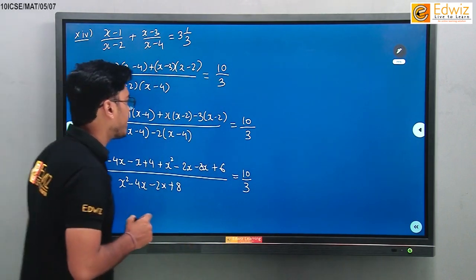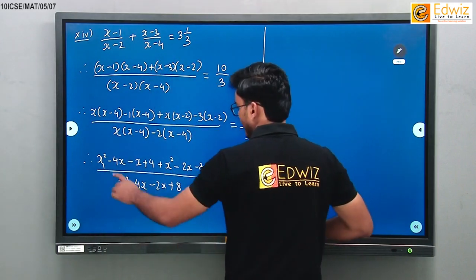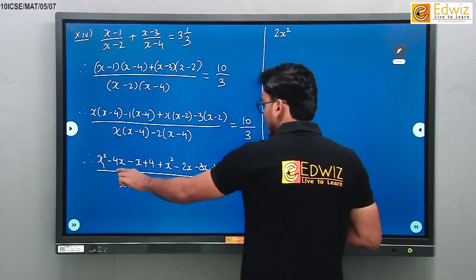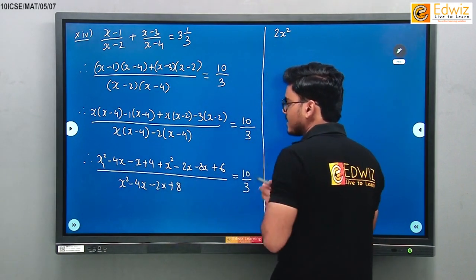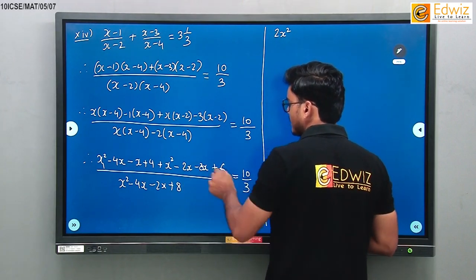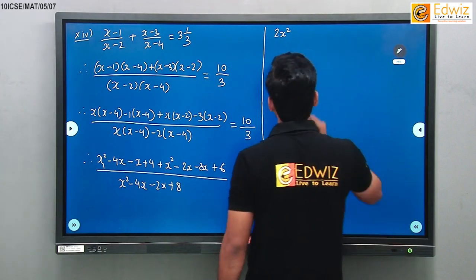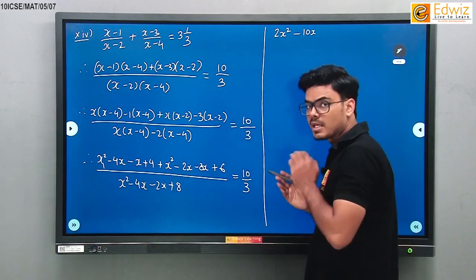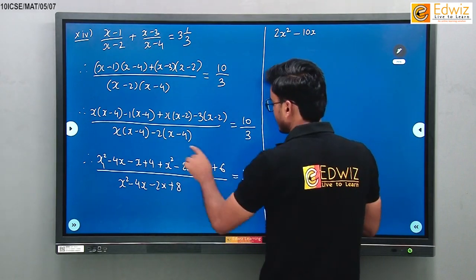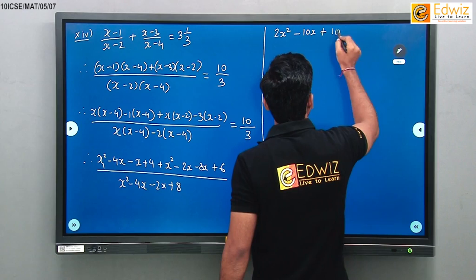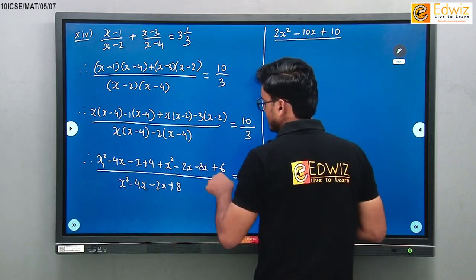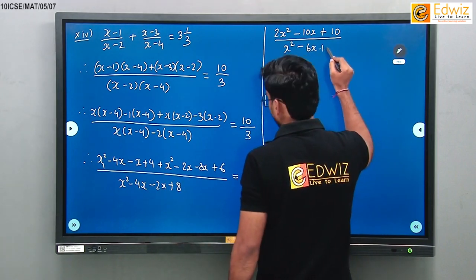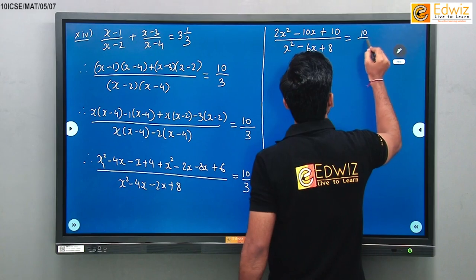Correct? Simplify further. The numerator will become x square plus x square, 2 times x square. Then we have minus 4x minus x, so minus 5x, and this is minus 2x minus 3x, again minus 5x, which makes this equal to minus 10x. Then plus 4 plus 6 will become plus 10, divided by x square minus 6x plus 8, equal to 10 divided by 3.